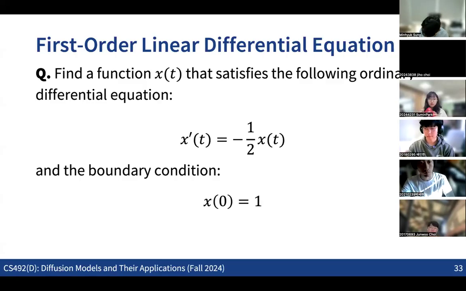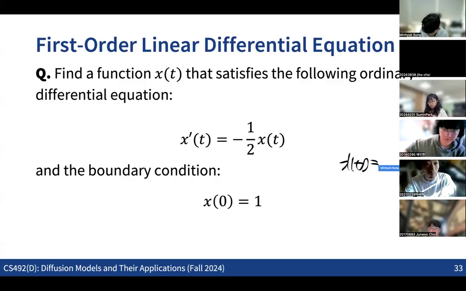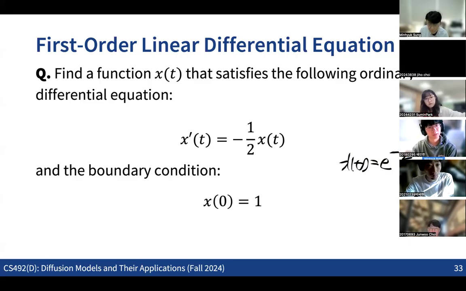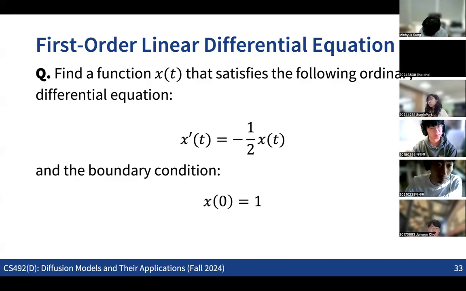Yeah, we can easily say that it should be x_t to the exponential minus 1 over 2 dt, right? So this is kind of very simple, right? So yeah, this was the simplest case.